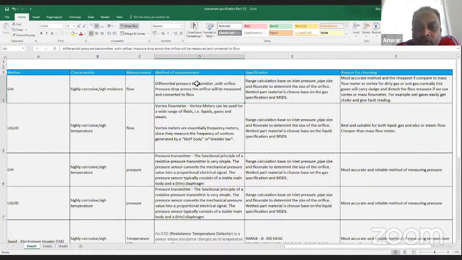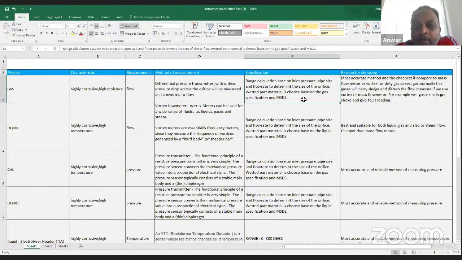Okay. So what are the specifications of the instrumentation that we are looking for? The range of calculation will be based on the inlet pressure, the pipe size, and also the flow rate to determine the size of the orifice. And the second thing, in terms of specification of the wetted part, when I say the wetted part here it will be the orifice, what will be the orifice that is suitable, how to choose that orifice material.